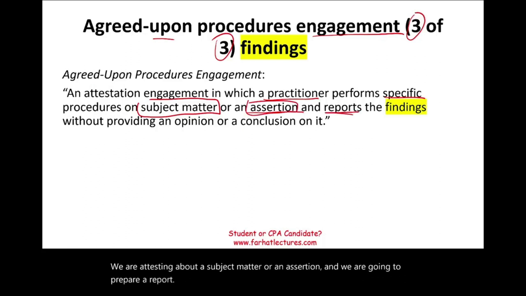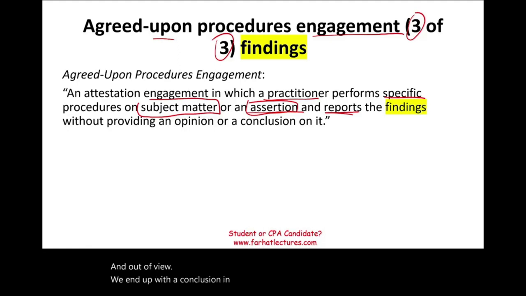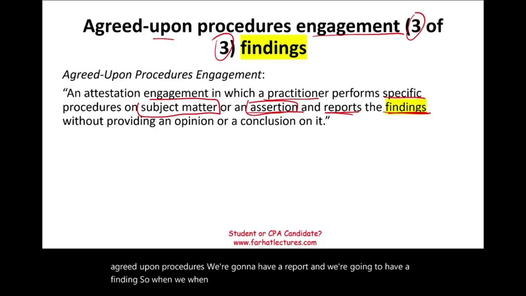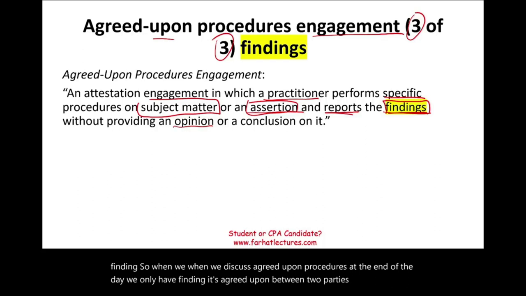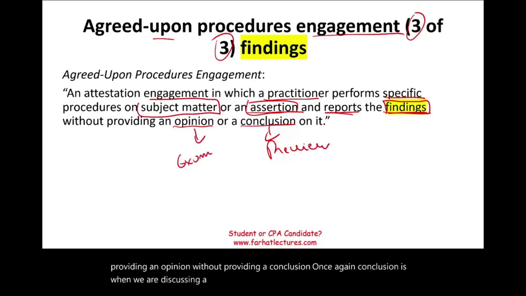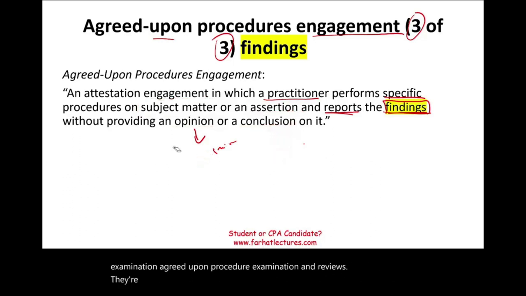In a review, we end up with a conclusion. In an examination, we had an opinion. For an agreed upon procedures, we're going to have a report and we're going to have a finding. So when we discuss agreed upon procedures, at the end of the day, we only have findings. It's agreed upon between two parties, without providing an opinion, without providing a conclusion. Once again, conclusion is when we are discussing a review. Opinion is when we are performing an examination. Agreed upon procedure, examination and reviews, they're all under the attestation standard.